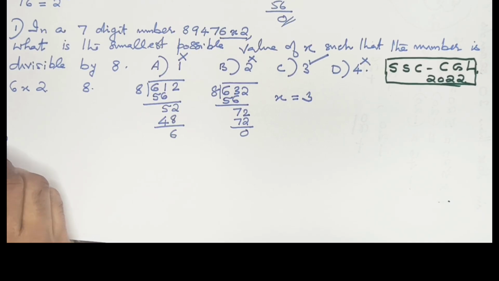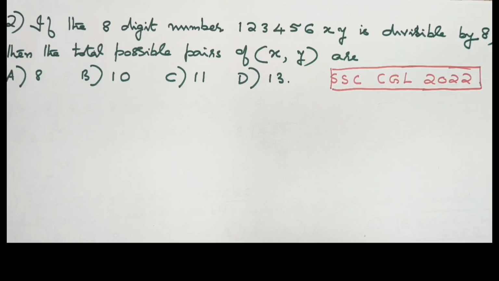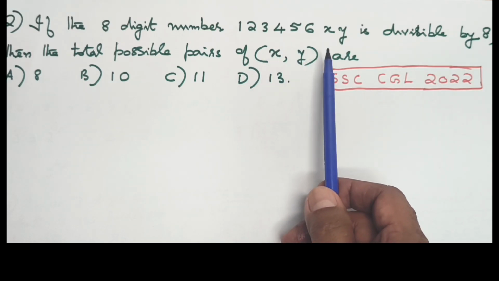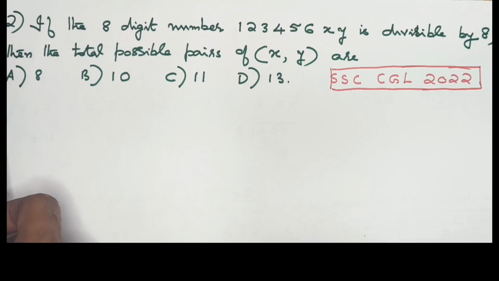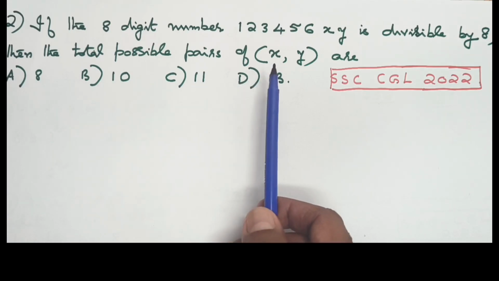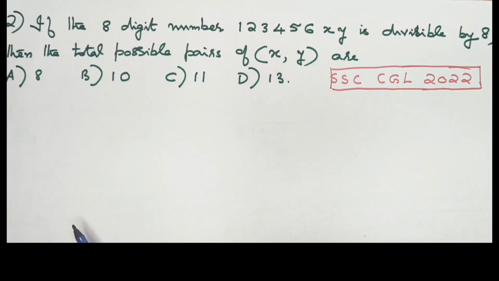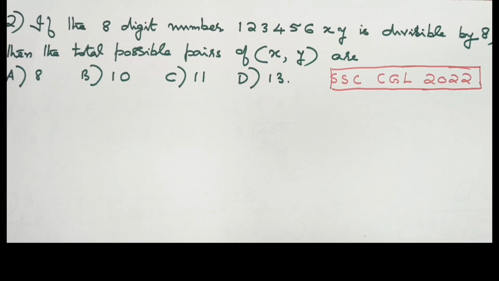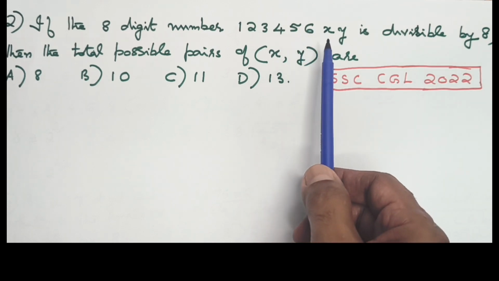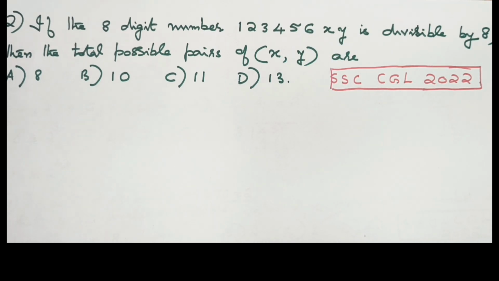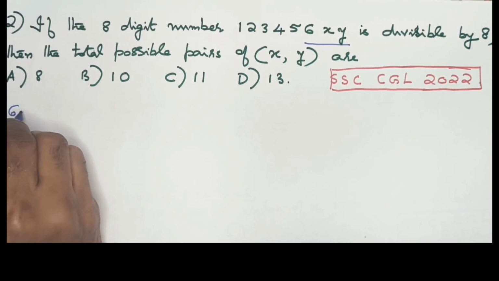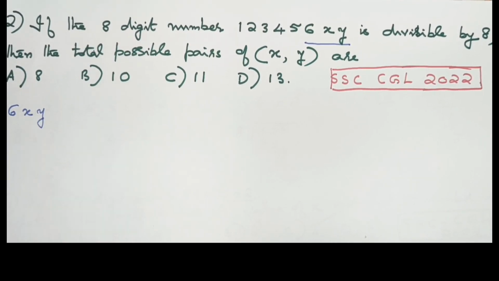Now let's look at the next example. The next problem is this. If the 8-digit number 1, 2, 3, 4, 5, 6, xy is divisible by 8, then the total possible pairs of xy are. This is again a question asked in 2022 Staff Selection Commission. So here you have 2 digits missing, the last 2 digits, xy. Since the given number is said to be divisible by 8, if you take the last 3 digits, that is this, 6xy, this should be divisible by 8.